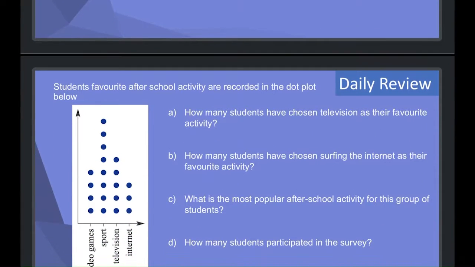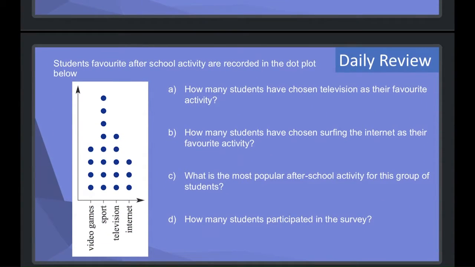Got a daily review here from our previous lesson. Pause here and have a go at answering these questions. Answers will be there in a second. Okay, there are the answers. 5 students like television. 3 students like doing stuff on the internet. The one with the most people is sport. And if you count the total number of dots, there are 20.